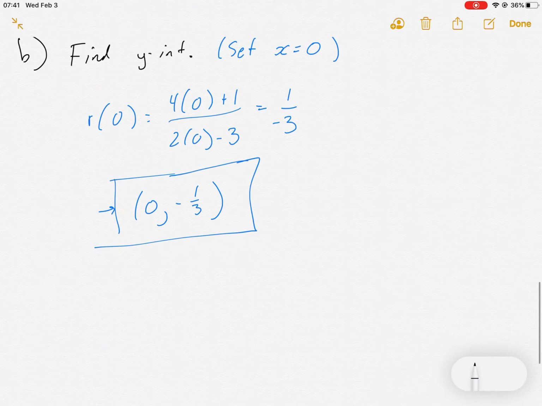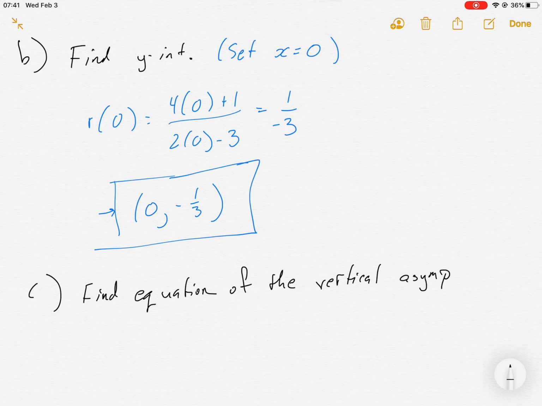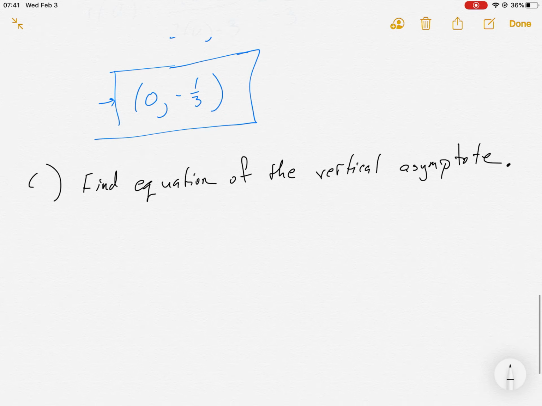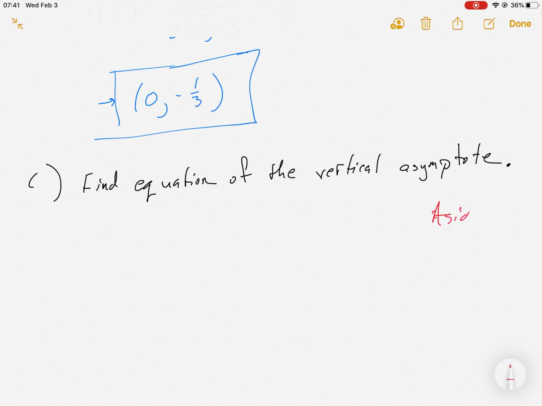Cool. We're just about done with this example. I want to finally find the equation of the vertical asymptote. So if we are thinking about our original function, which was, so here's another aside. The very first function I started with, the 1 over x, our go-to.